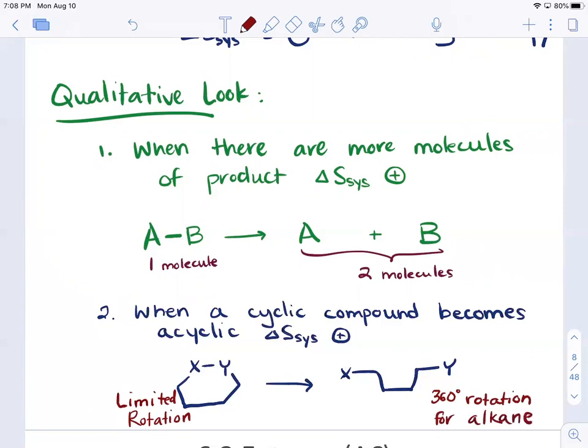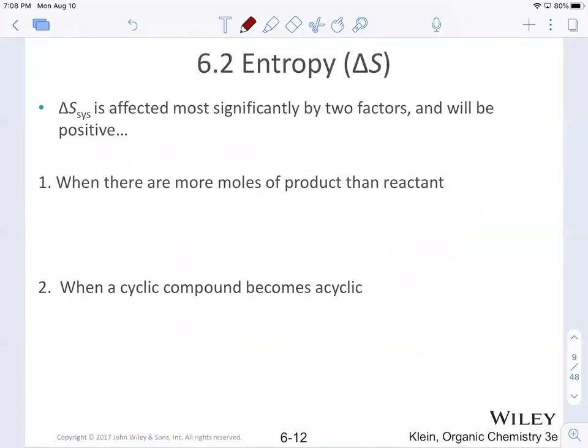We do know that pi bonds have limited rotation, right? So that can also be something like this. But typically, the two best things to look at are the number of molecules, comparing the reactants to the products, and limited rotation to full rotation for reactants and products. All right. There's the two.